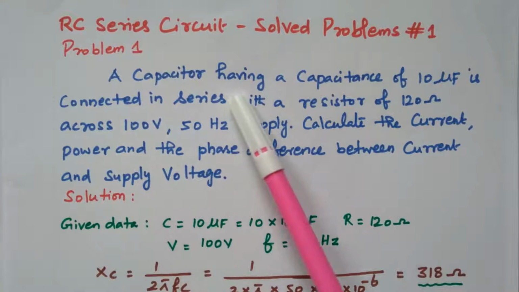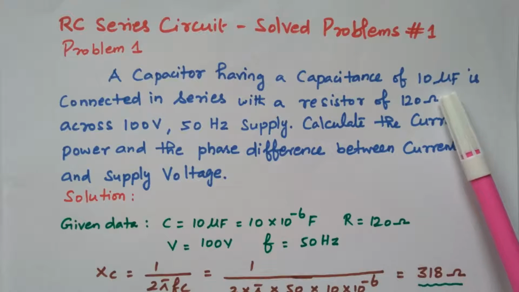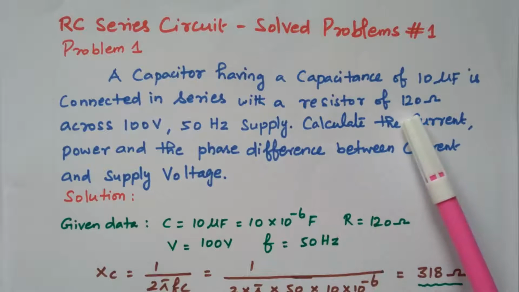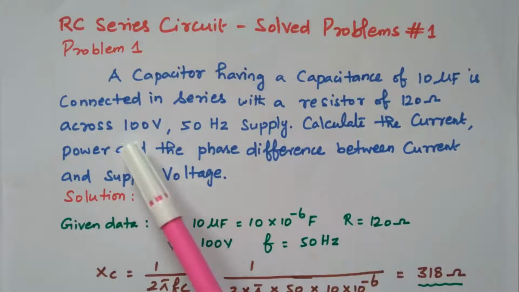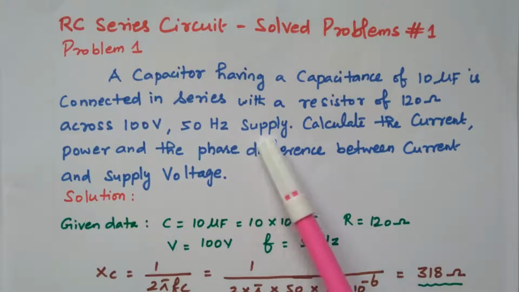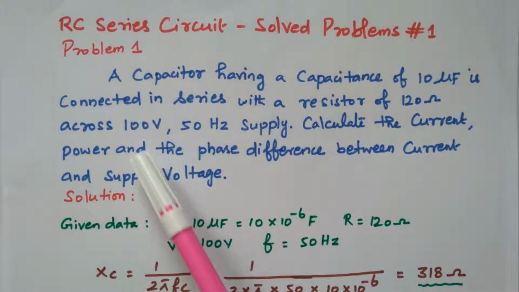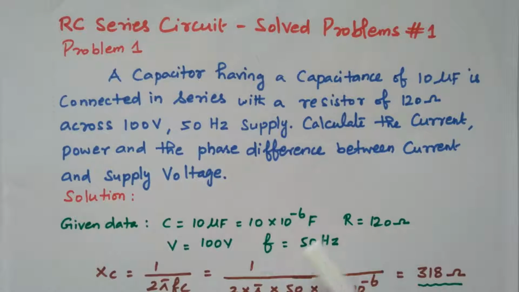A capacitor having a capacitance of 10 microfarad is connected in series with a resistance of 120 ohm across a 100 volt 50 hertz supply. This resistor and capacitor are connected in series across this supply. We need to find the current, power, phase difference between current and voltage, and supply voltage. We need to find these parameters.